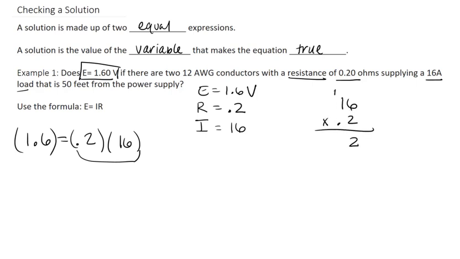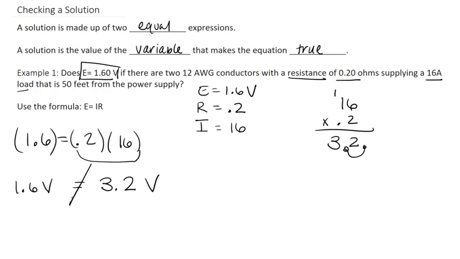6 times 2 is 12, carry the 1. 2 times 1 is 2, plus 1 is 3. Then we need to deal with 1 decimal, so we bring it over to 1, and we get 3.2. So if we get 3.2 volts on the right-hand side and we get 1.6 volts on the left-hand side, this in fact does not mean that they are equal, and so therefore E does not equal 1.6. So that is how we can check a solution.